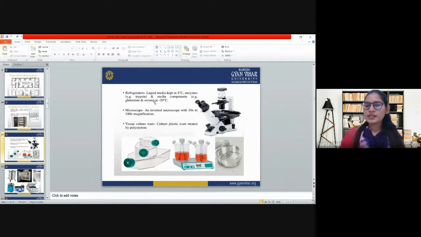So the refrigerator is used to keep the liquid media at 4 degrees Celsius, and enzymes like trypsin and the media component, for example, glutamate, and serum at minus 20 degrees Celsius. Then the microscope, an inverted microscope with 10x to 100x magnification is required. Then tissue culture ware, culture plastic ware treated by the polystyrene is used.